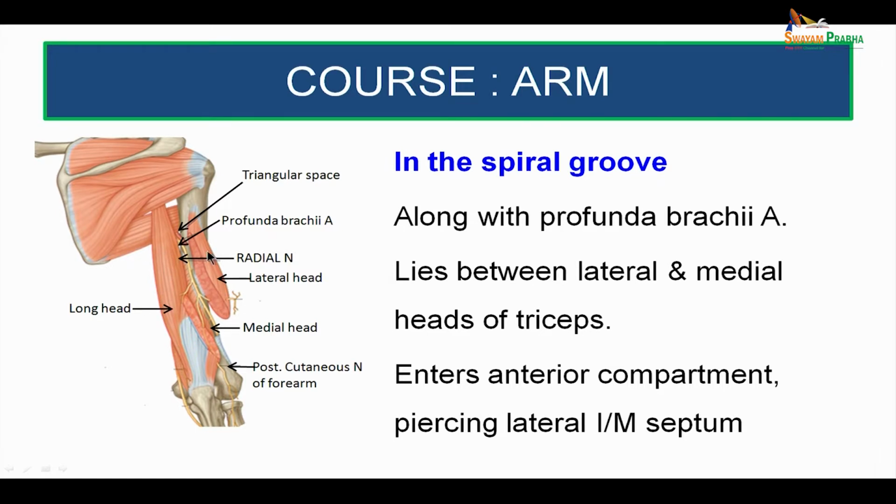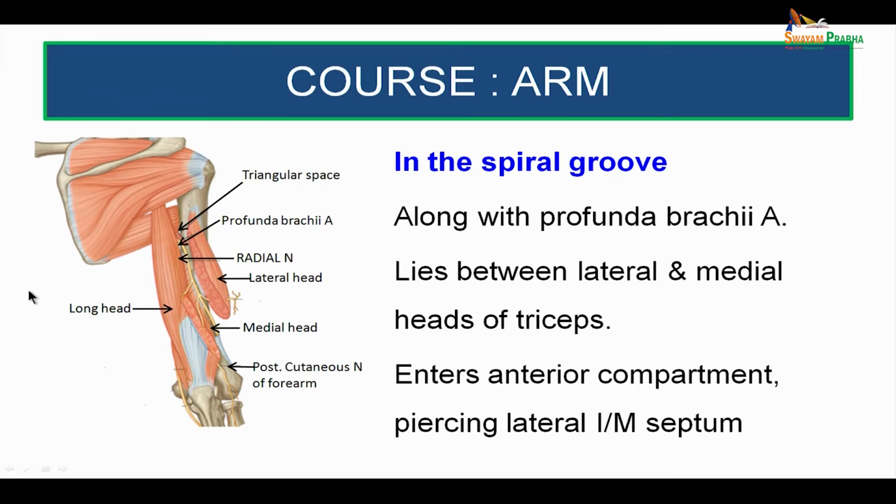So, in that context, it lies along the profunda brachii and its branches, and it lies between the lateral and medial head of triceps. Passing this way, it gives off various branches along its course and then proceeds further down, piercing the lateral intermuscular septum and enters into the anterior part of the compartment.